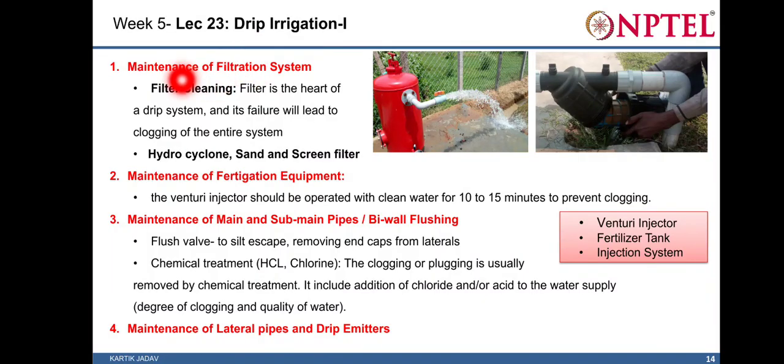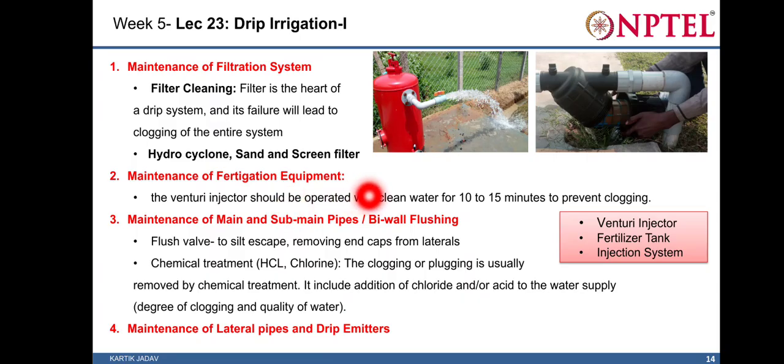In continuation with this, there are certain maintenance criteria for the filtration system, because whether it is not working or even working, we require certain maintenance guidelines. We need to follow that. So, filter cleaning. The filter is the heart of the drip irrigation system, and its failure will lead to clogging of the entire system. We have a total of three types of main filters. The first one is the hydrocyclone filter, then the sand filter, and the screen filter.